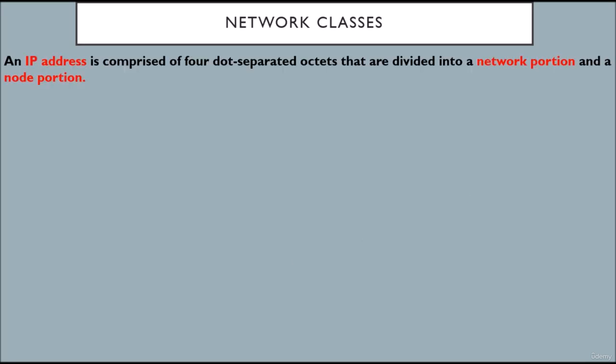In this lecture, we will talk about the network classes. But before we get started with the network classes, let's talk about the IP address. An IP address is comprised of 4 dot-separated octets that are divided into a network portion and a node portion.